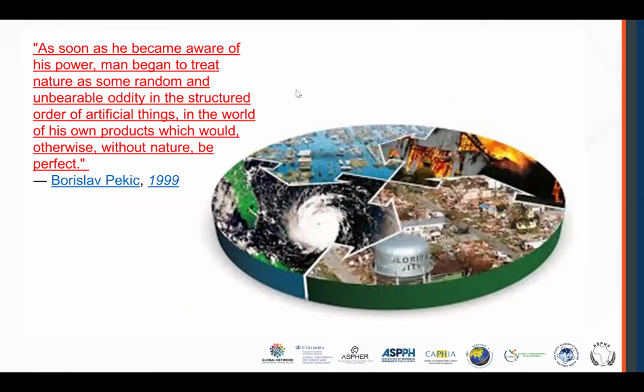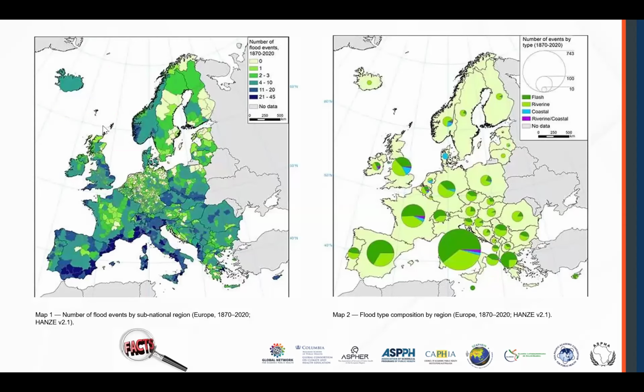And I would like to underline that our famous philosopher and writer said that as soon as he became aware of his power, man began to treat nature as some random and unbearable oddity in the structured order of artificial things in the world, of his own products, which would otherwise without nature be perfect. And I think it's very important for urban planners to plan according to all procedures, because of very serious consequences in damages.